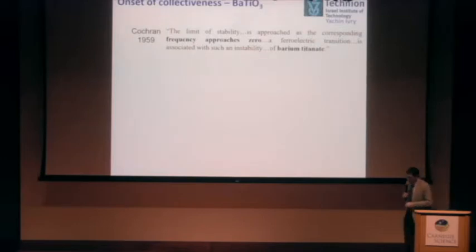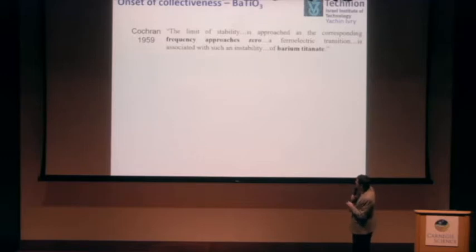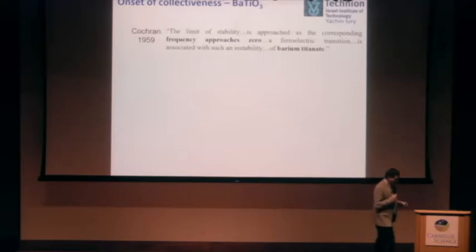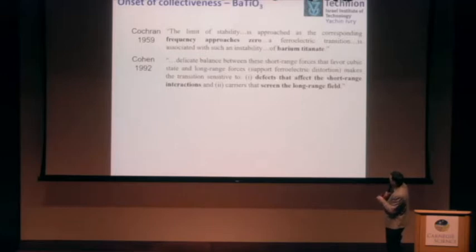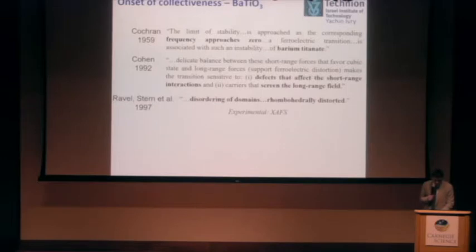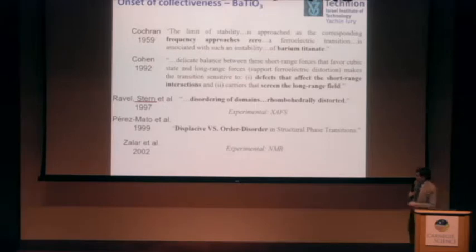So if we talk about the phase transition, what do we expect to see? Maybe one of the first papers regarding that is by Cochrane, who talks about the frequency that goes to zero. And of course, later we had the paper by Cohen, who discusses the short-range interactions versus long-range, which means the defects versus carriers that screen the field, and this kind of interplay. And indeed, later we had some experimental results from X-ray and from NMR, and then maybe understanding of the two.